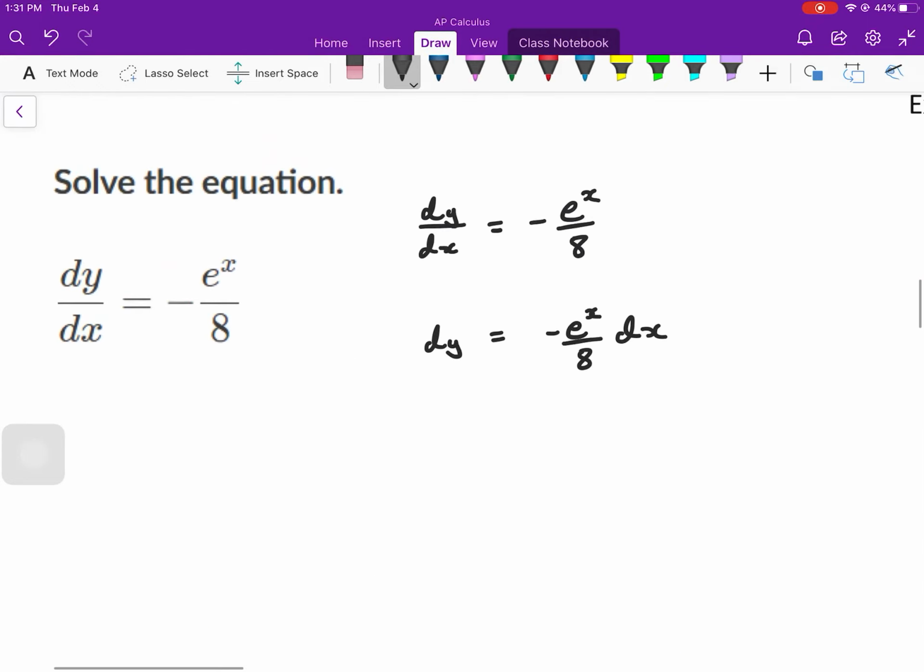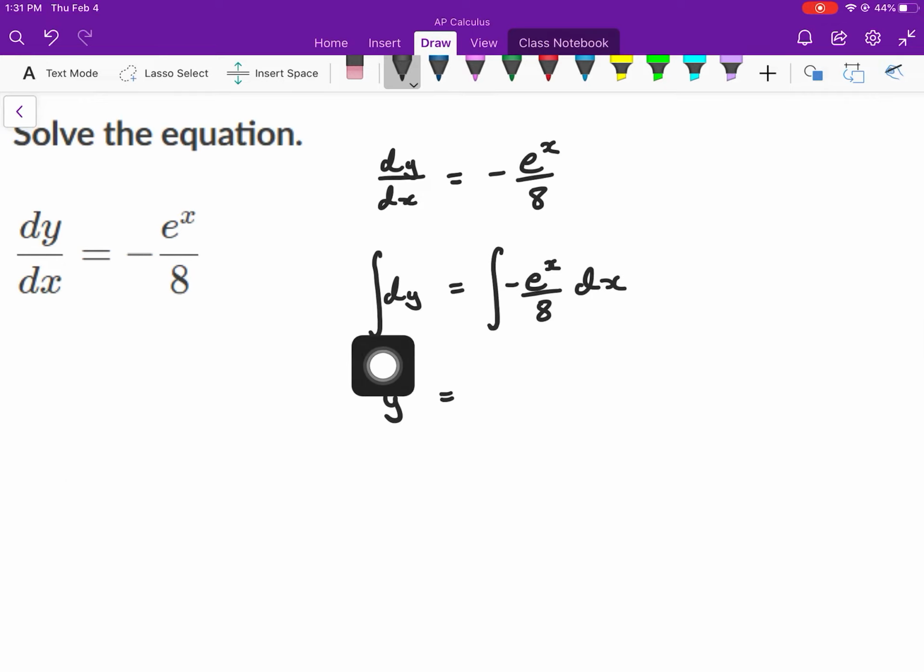So let's go ahead and integrate both sides now. And the integral of nothing in respect to y is just going to become y. Because think about that. Derivative of y in respect to y would just be 1. Then over here, that's negative 1/8. It's just a constant out in the front. And the integral of e to the x is e to the x. That just becomes negative e to the x over 8. And then don't forget plus c.